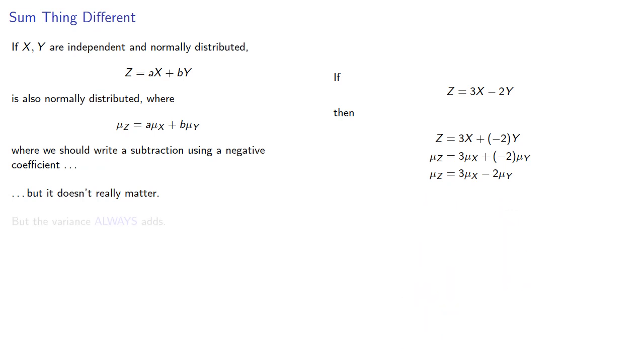However, the variance always adds, and so it's important to keep in mind that we do need to rewrite that as adding a negative, because when we square it, we're just going to add the variances.